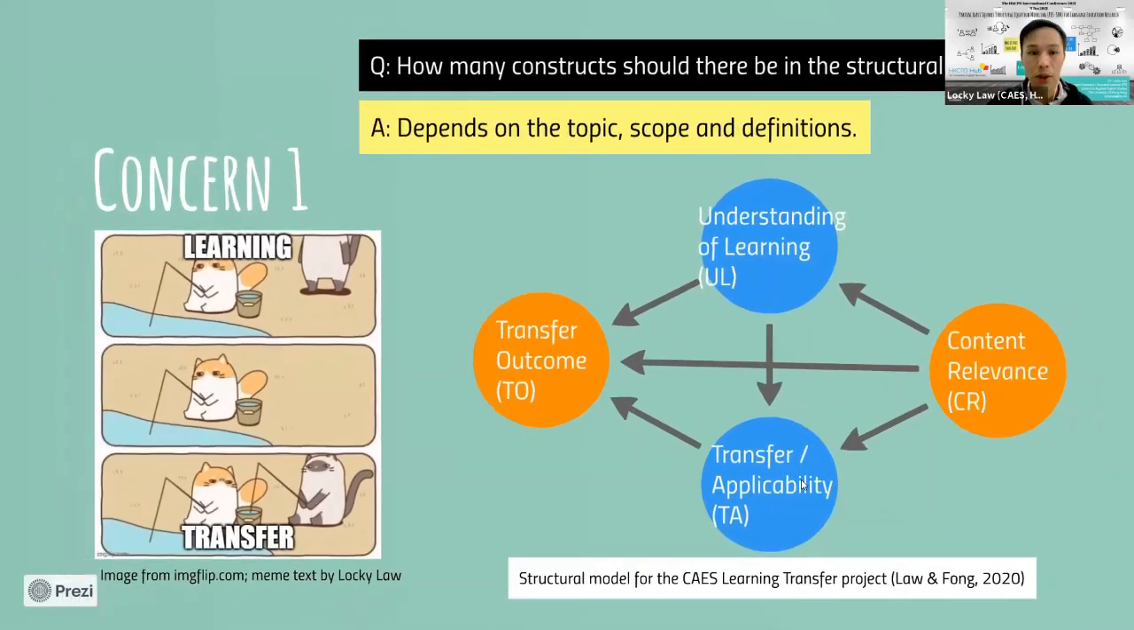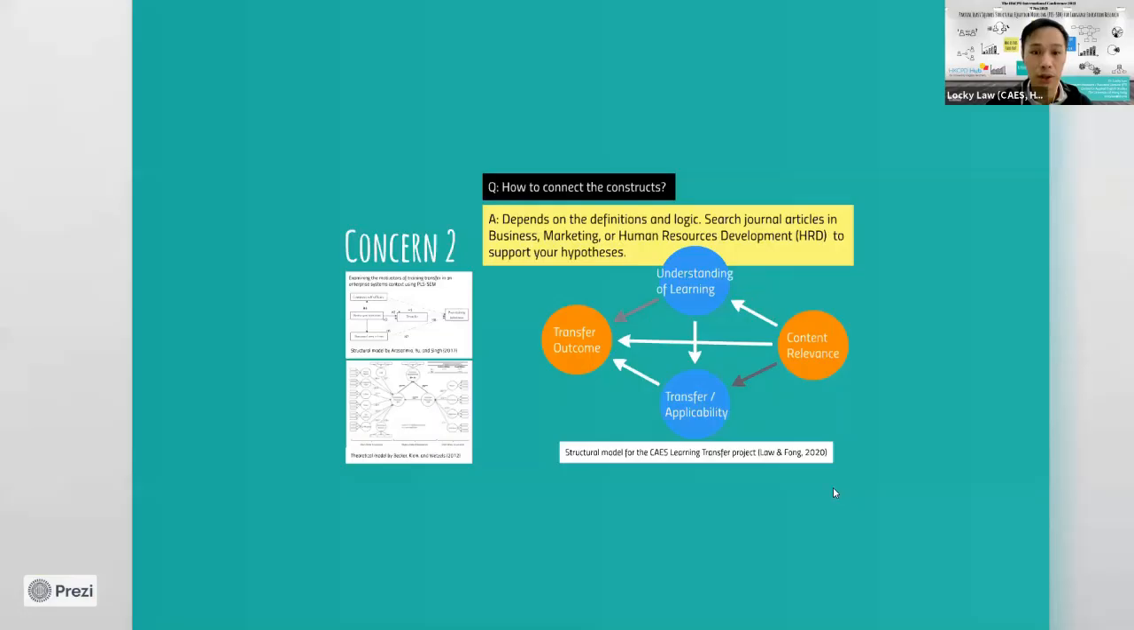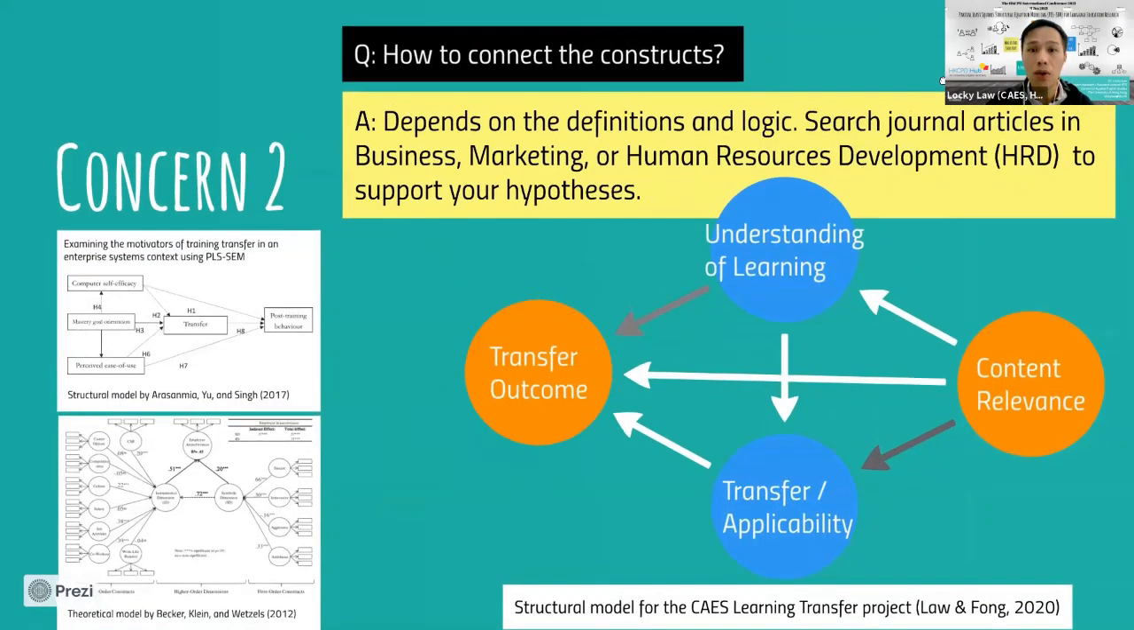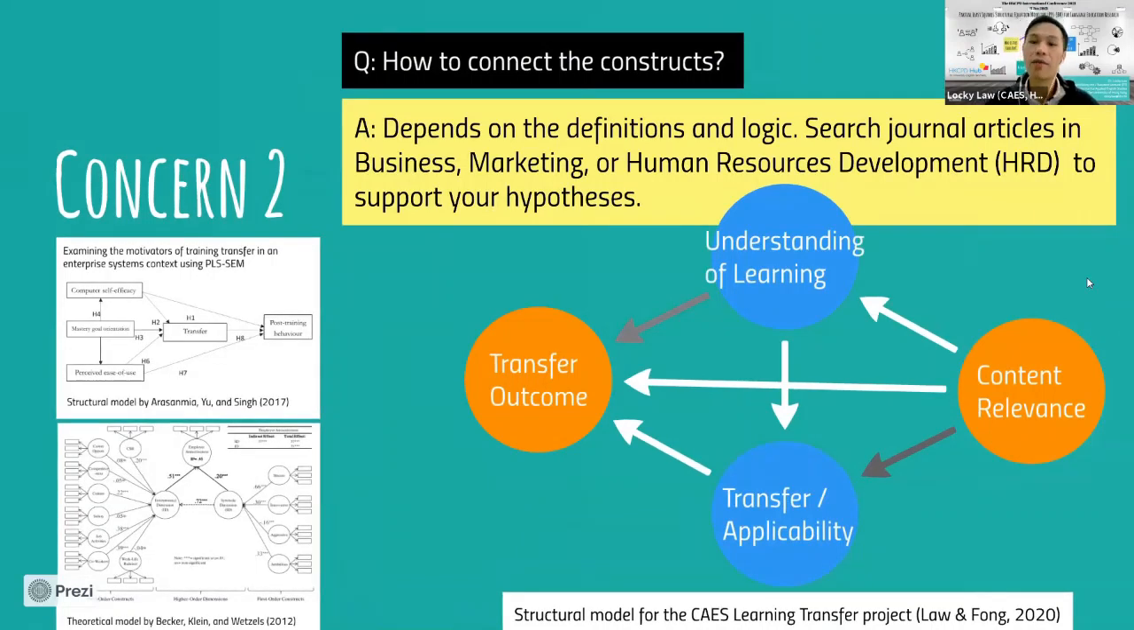Okay, let's move on to the second concern. How to connect these constructs? If you have your scope and definitions settled, then what about the arrows? What is affecting what? Again, that depends on the definitions, but also involves logic. If you have these constructs and variables, you have to think logically about which one is affecting the other.